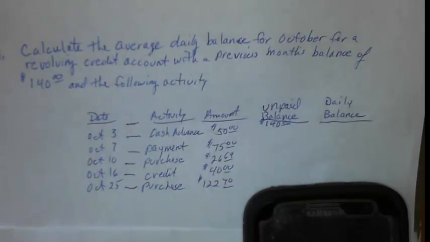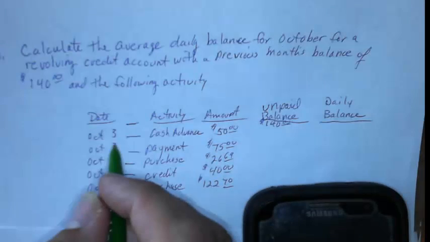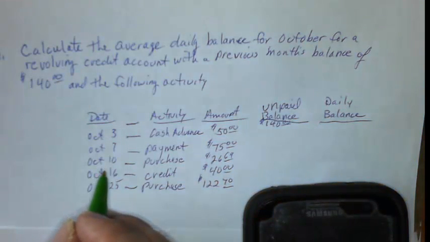Numbers 13 and 14 are asking you to calculate the average daily balance for October, in this case of 14, for a revolving credit account, the previous month's balance of 140. Now they're going to do this on a daily basis. Here we were just kind of doing it on a monthly up above, but now they're going to calculate each day. So the first part of the exercise is we have to figure out the daily balance.